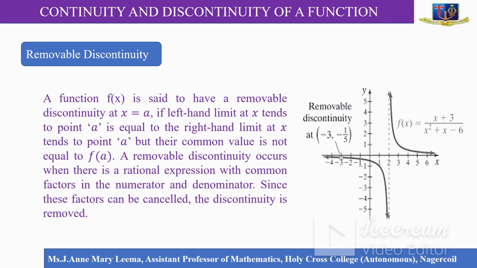In this figure, the graph of the function f of x is equal to x plus 3 by x square plus x minus 6 is given, and this function has a removable discontinuity at the point minus 3, minus 1 by 5.